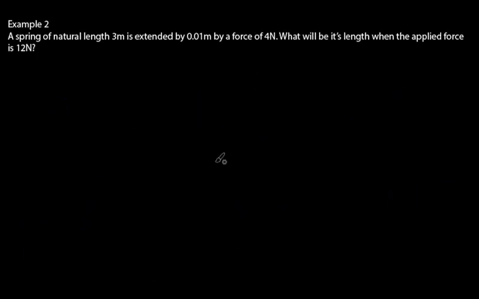So example number 2. We have a spring of natural length 3 meters that is extended by 0.01 meters by a force of 4 newtons. What will be its length when the applied force is 12 newtons? Now this is a little bit of a tricky question, so we need to digest everything well. So first of all, let's write our solution.